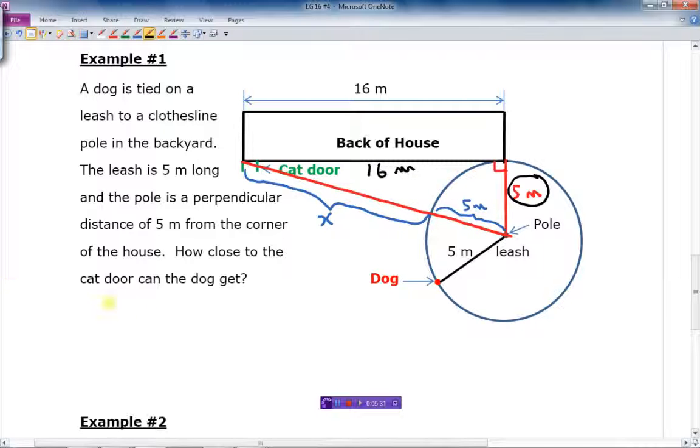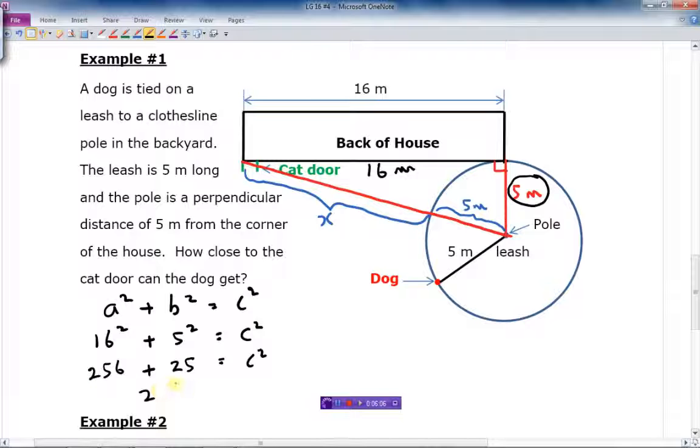So let's do that. We've got a squared plus b squared equals c squared. And we're going to put here 16 squared plus 5 squared equals c squared. So 16 times 16 is 256, plus 5 times 5 is 25, equals c squared. Add those together and I get 281 equals c squared.